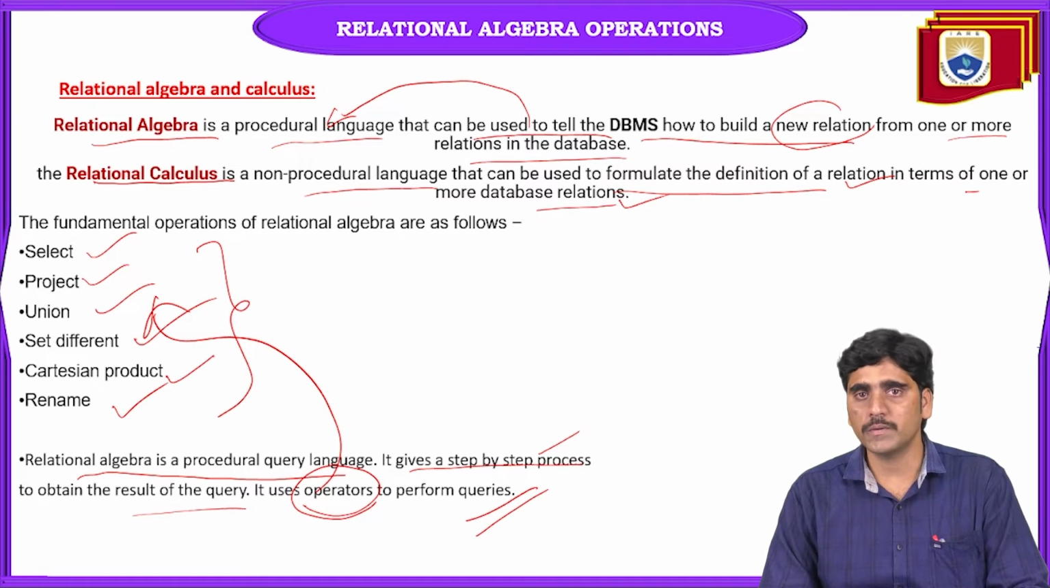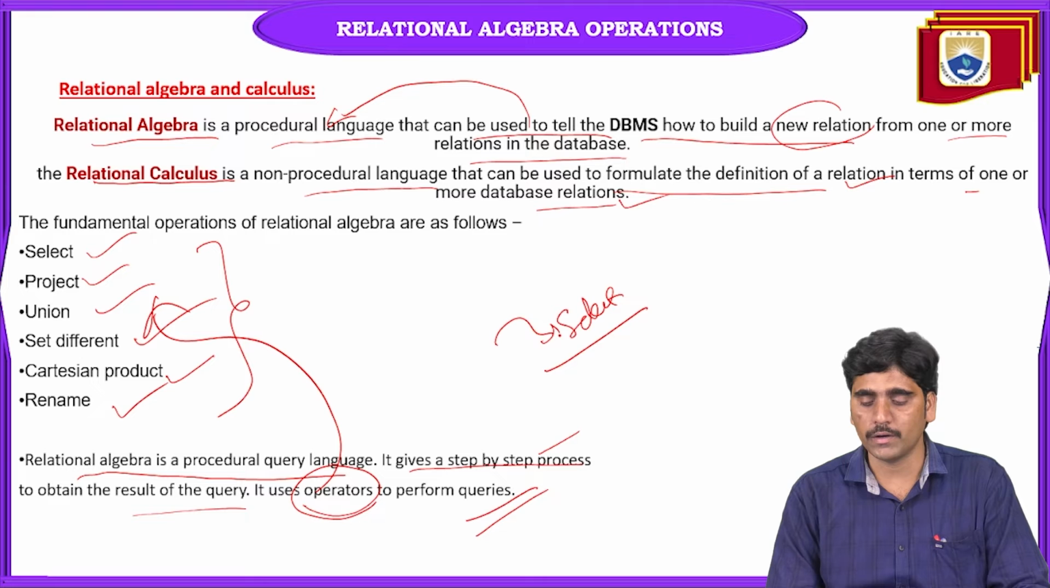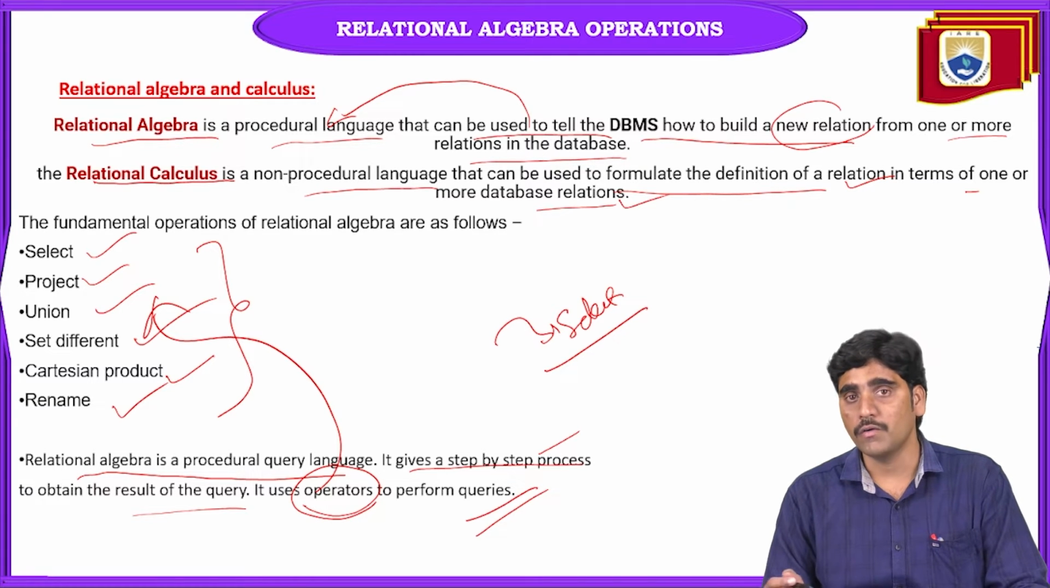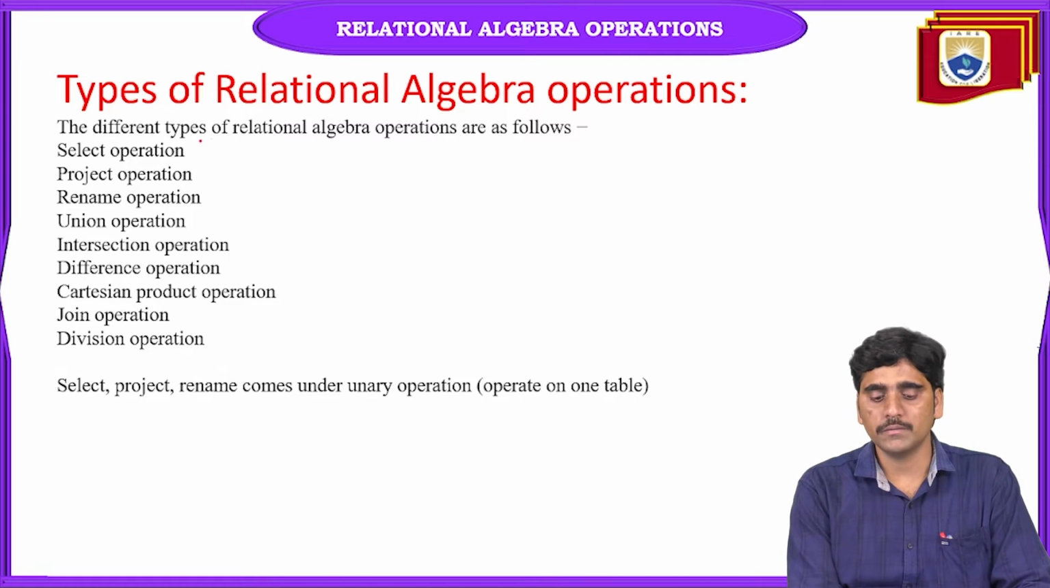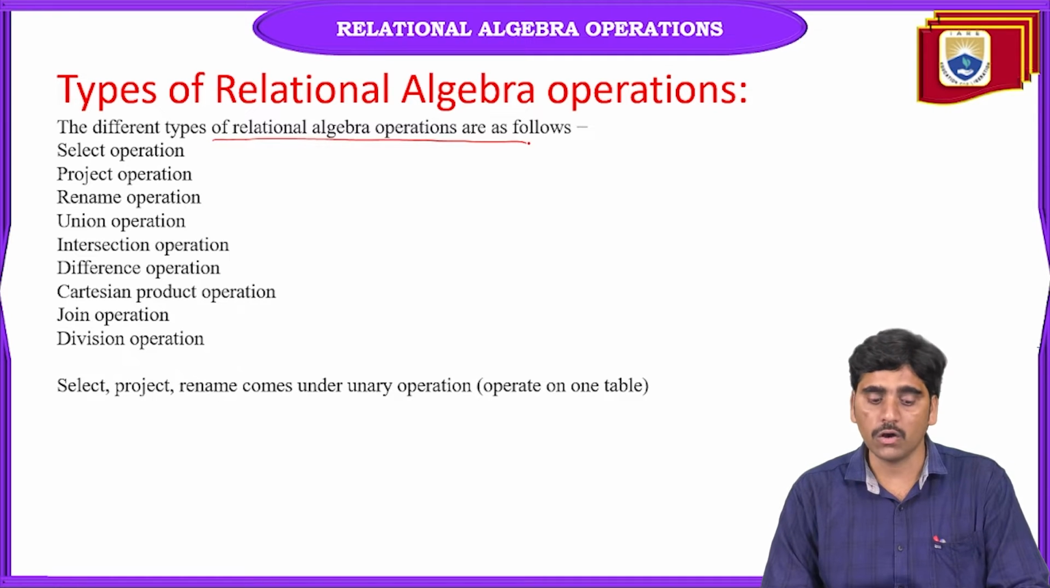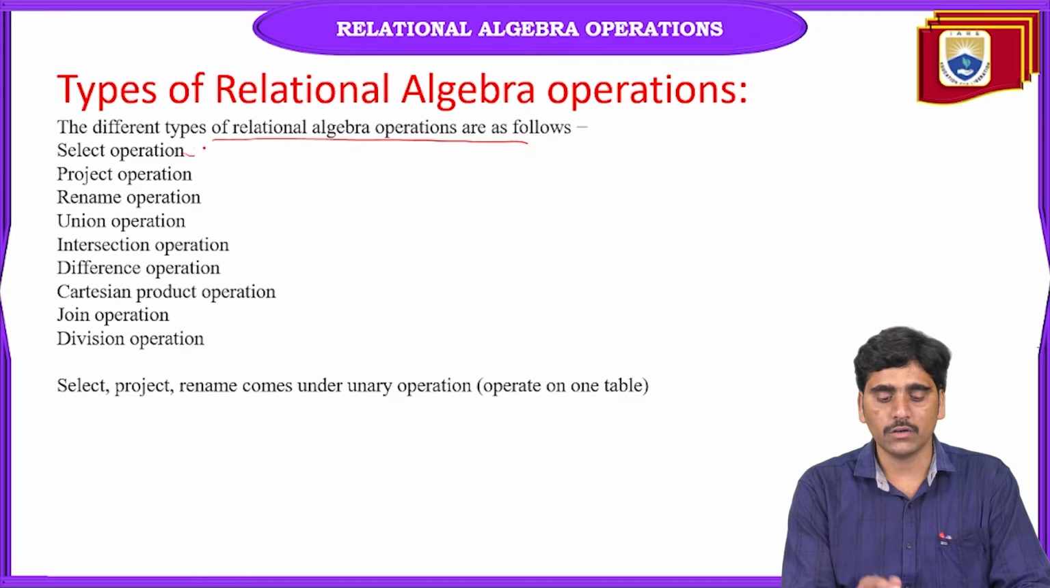Simply, if I just want to display some values from the employee table, what am I going to perform? I can perform the select operation. Select is a relational operator to get the values from one or two tables. So these are some fundamental operations, and we will see all the different types of operations here. The different types of relational algebra operations are as follows. First one is the select operation. Second one is the project operation.